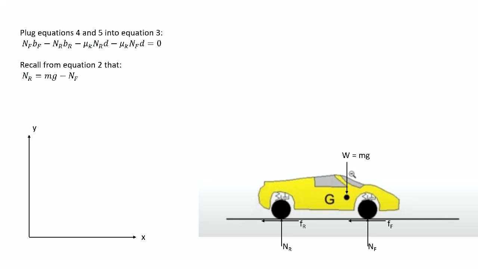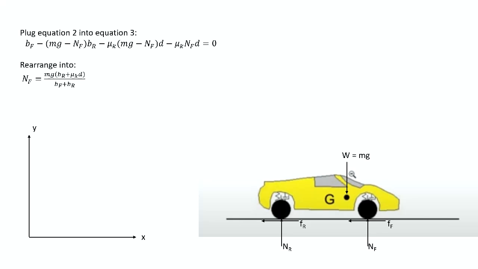Now we can also recall from our second equation that the normal force of the rear wheel is equal to mass times gravity, or weight force, minus the normal force of the front wheel. We can plug that into equation 3 to get Bf minus the weight force minus the normal force in the front wheel times Br minus the coefficient of friction times the weight force minus normal force in the front wheel times D minus the coefficient of friction times the normal force in the front wheel times D equals 0.